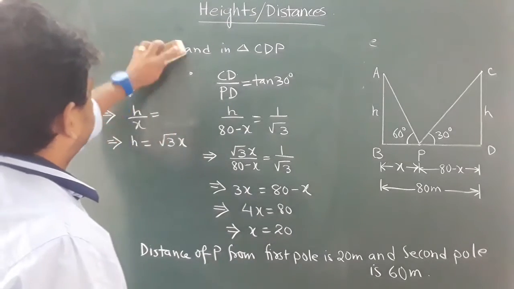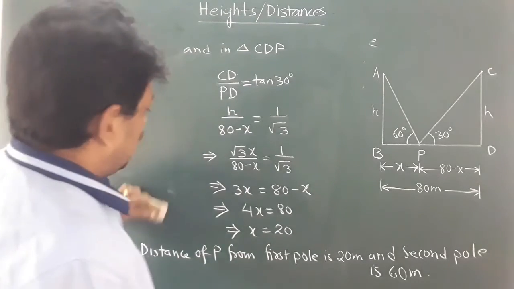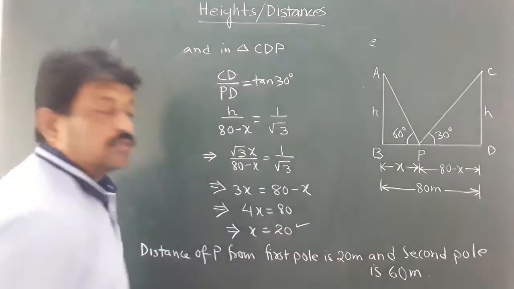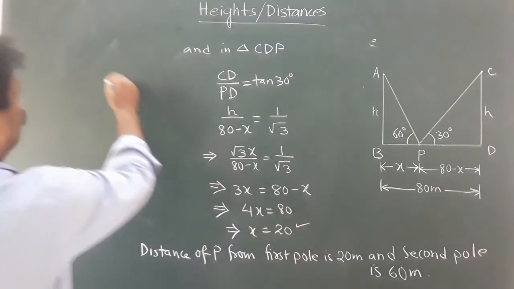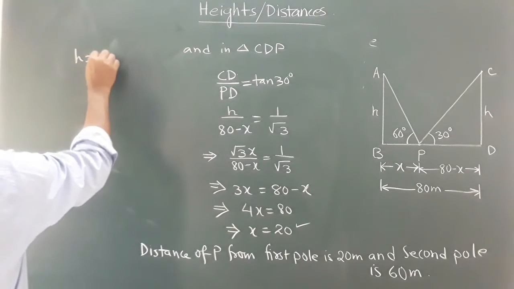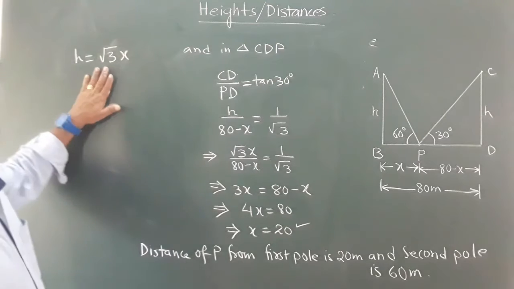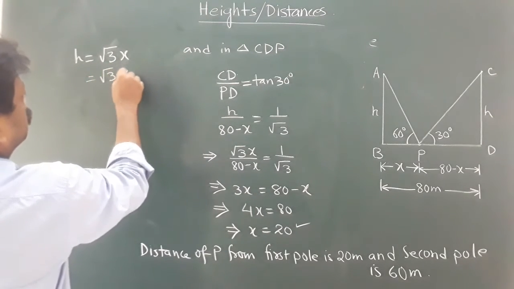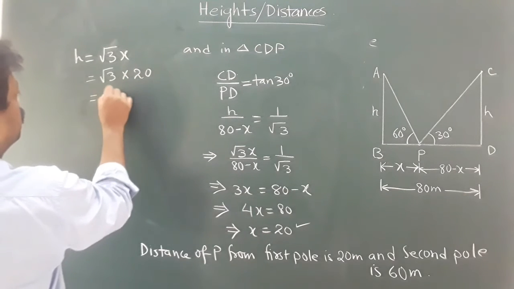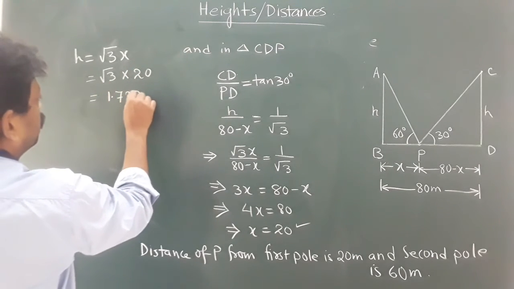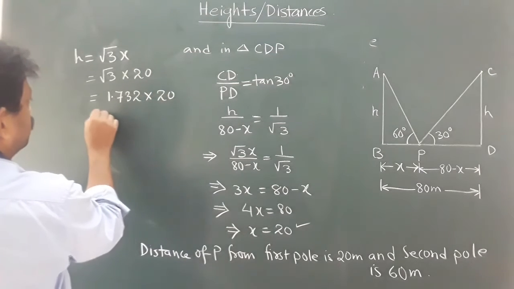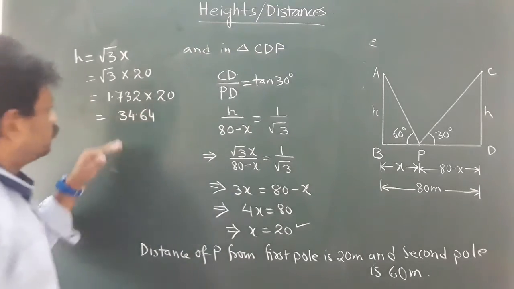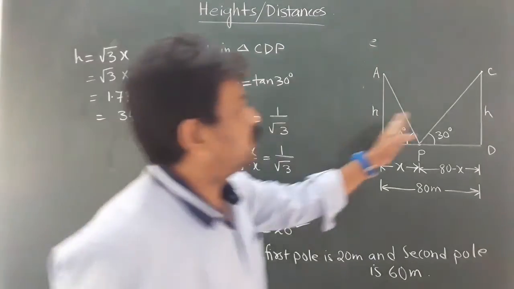Now for the second answer, we have to find the height of the pole. So x is 20. In the first equation we have got h is equal to root 3 x. That was equation number 1. So let me put the value of x here. Root 3 means 1.732 multiplied with 20. So this is 34.64. So what is h? h is the height of each pole.